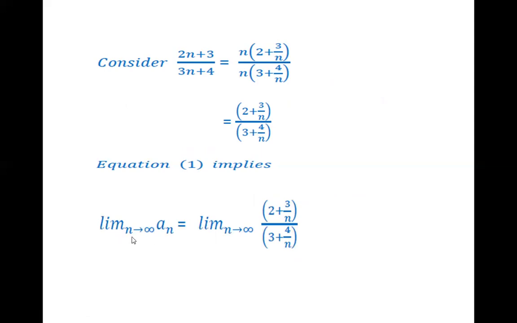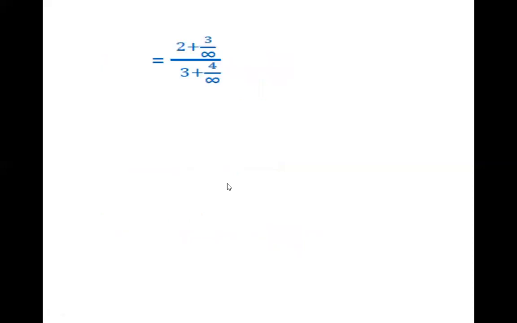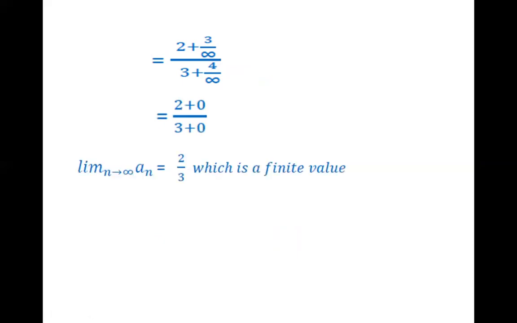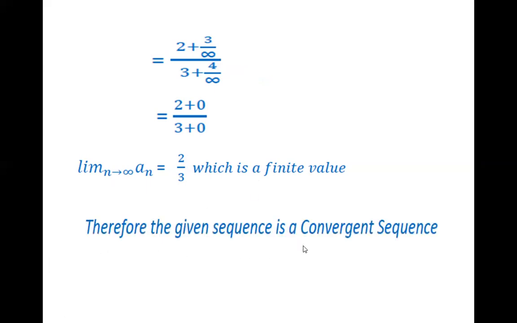Therefore, the limit of a_n as n tends to infinity equals the limit of (2 plus 3 by n) divided by (3 plus 4 by n) as n tends to infinity. If I apply the limit now, I get 2 plus 3 by infinity and 3 plus 4 by infinity. As we all know, any number by infinity is 0. So this expression simplifies to 2 by 3. That is, the limit of a_n as n tends to infinity is 2 by 3, which is a finite value. Therefore, the given sequence is a convergent sequence.